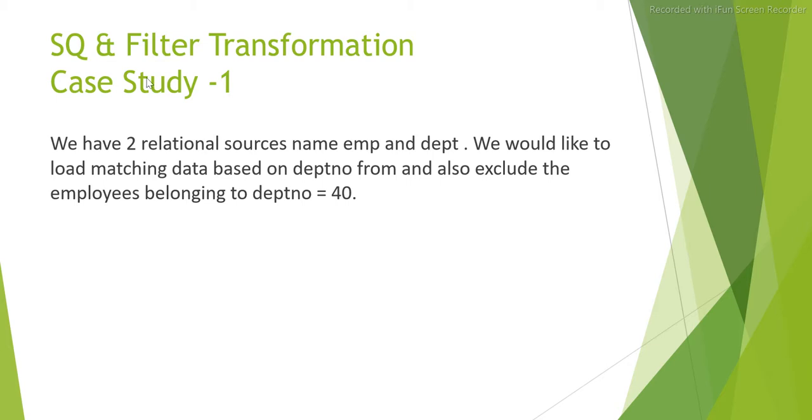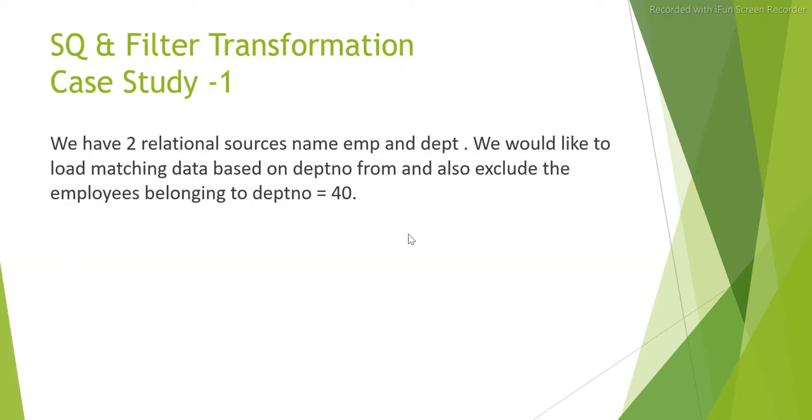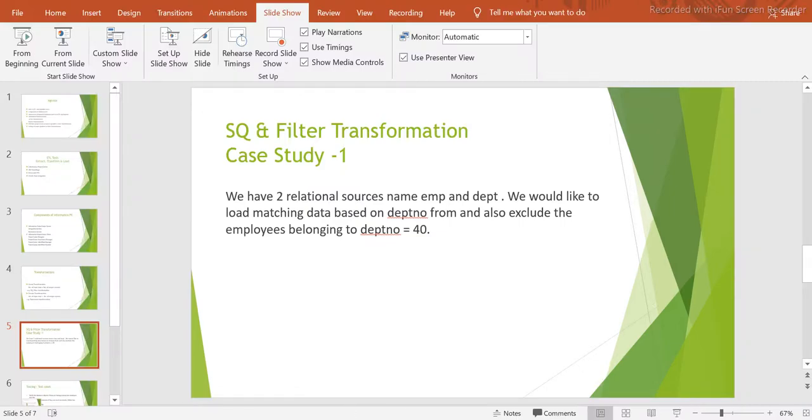So we have a case study, where we have two relational sources named employee and department table, right? Two tables, and we would like to load matching data based on the department number from both. Also exclude the employees belonging to department number 40, right? All right, what we will do is go straight back to my designer.